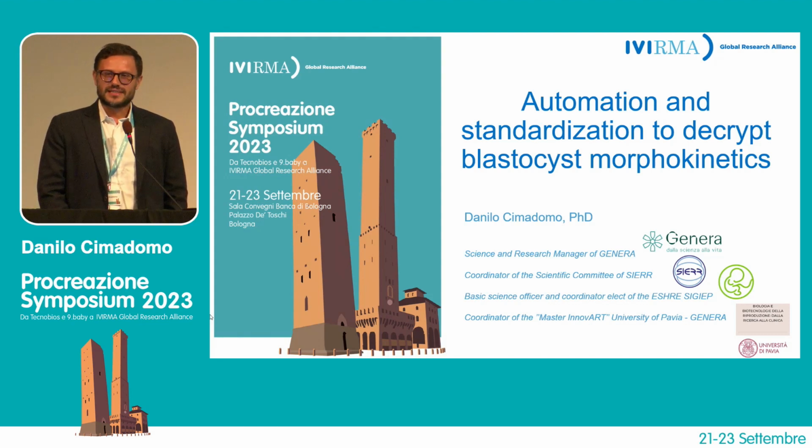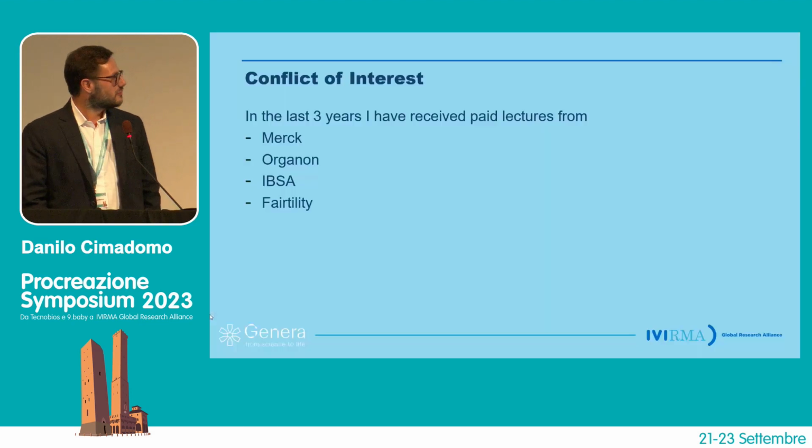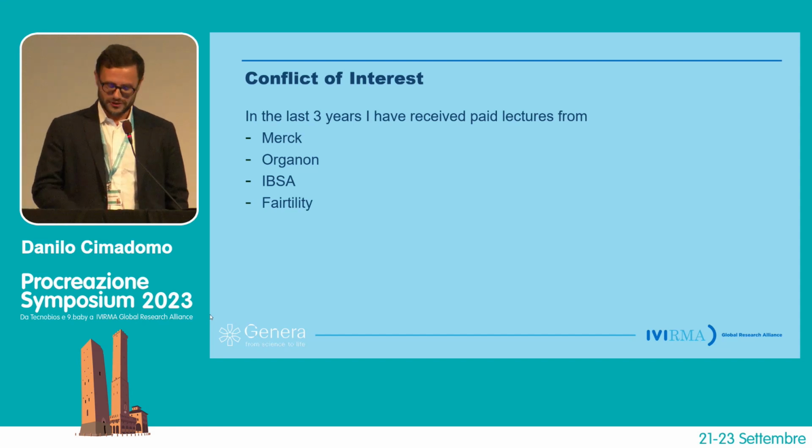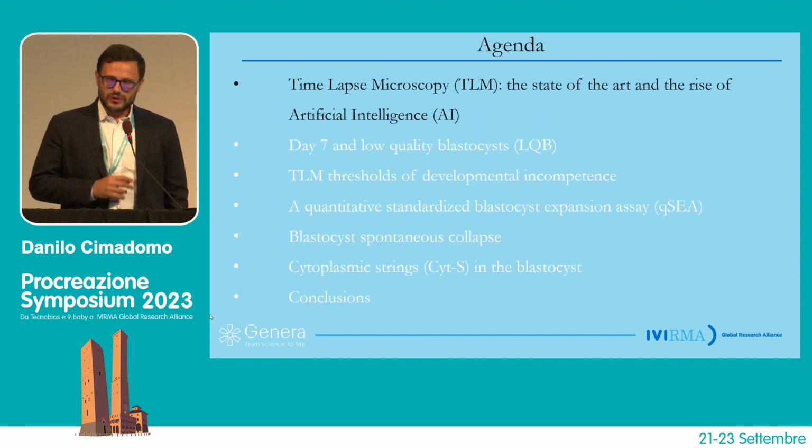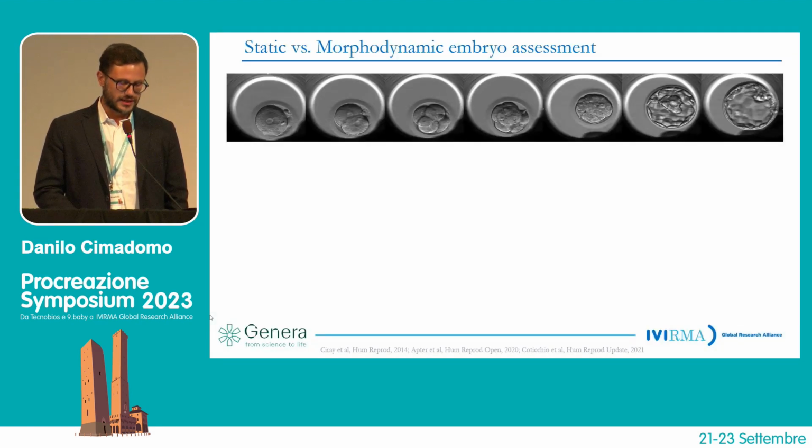So, automation and standardization to decrypt blastocyst morphokinetics. These are my conflicts of interest, but none of this is really going to affect the content of my talk. So let's start with the first point of the agenda, time-lapse microscopy. What is the state of the art and the rise of artificial intelligence?